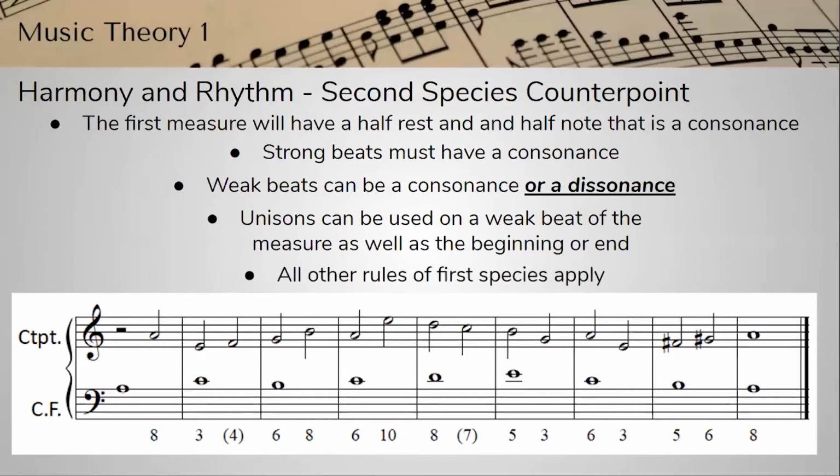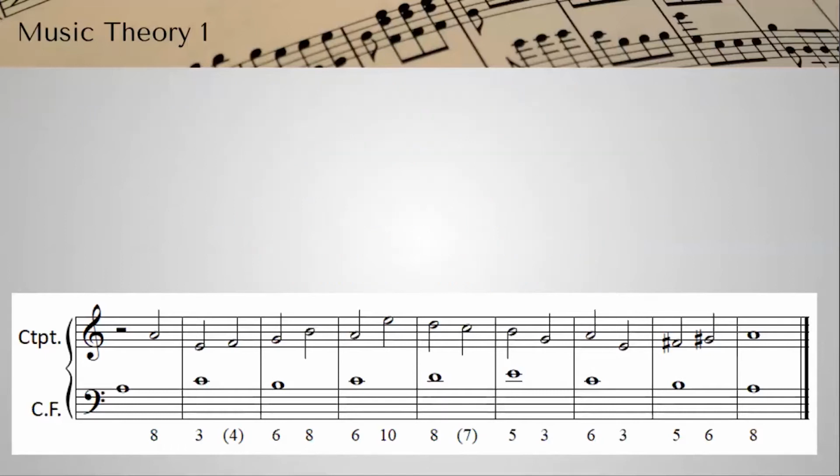And then all the other rules about harmony apply, such as the cadence must be an octave or a unison. The first note must have an octave, a fifth, or a unison, and all the other rules as well. But the big ones are that strong beats must always have consonances, and weak beats can be either a consonance or a dissonance. So second species in this way teaches you how to introduce dissonances and what to do with them once they are introduced into the counterpoint.